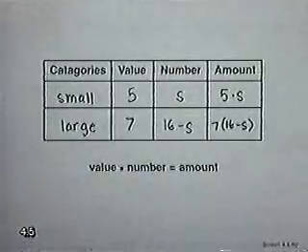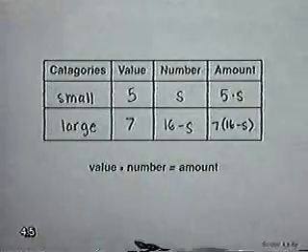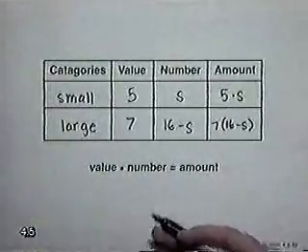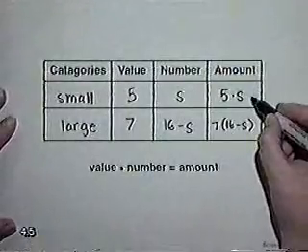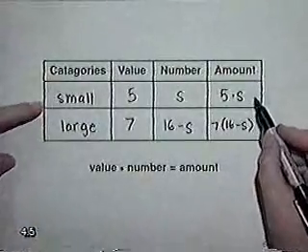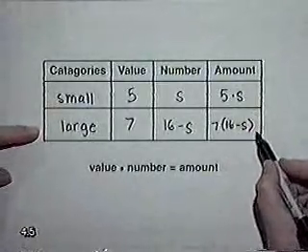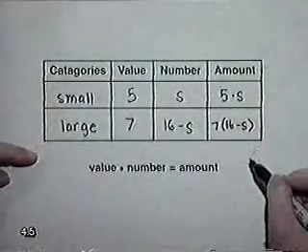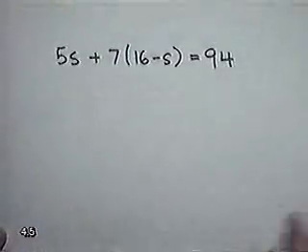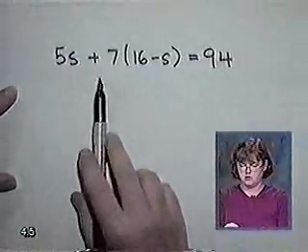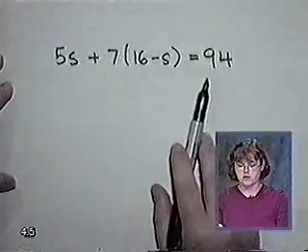The total amount of money that she has is $94, and that's a combination of what she made from the small shrubs and what she made from the large shrubs. So if we add 5S, the amount she made from the small shrubs, to 7 times 16 minus S, the amount she made from the large shrubs, we'll get 94. In other words, we have the equation 5S plus 7 times 16 minus S equals 94. And we'll need to solve that equation.